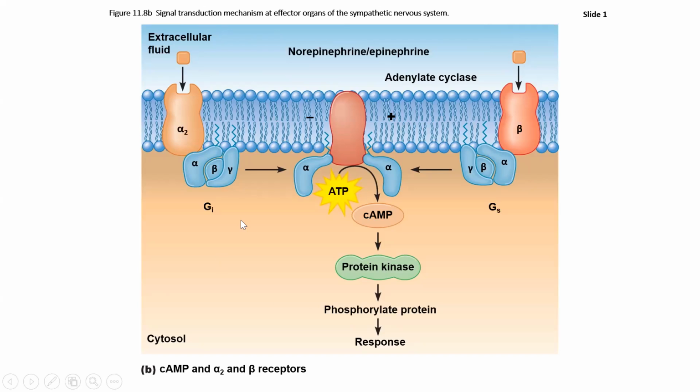The alpha-2 receptors, on the other hand, couple to a Gi inhibitory protein. So when that alpha subunit dissociates off, it's going to inhibit adenylate cyclase, which is going to decrease cyclic AMP. And the important part here is that when we inhibit cyclic AMP, we create another type of cellular response.